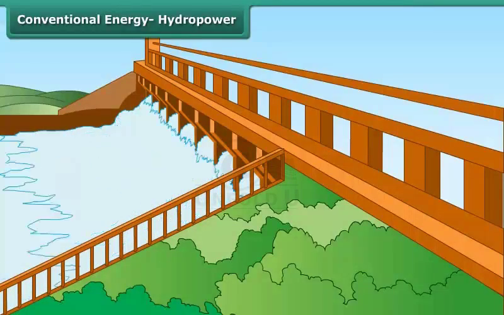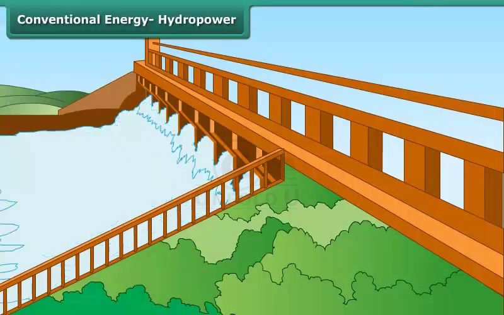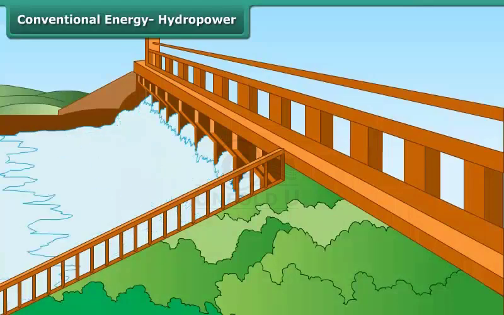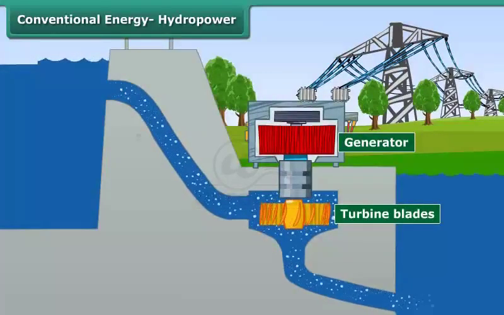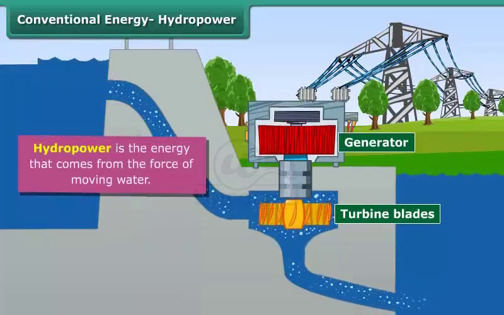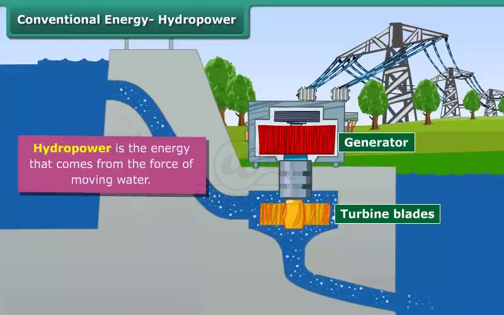Conventional energy. Hydropower. Children, do you know water is another very important energy resource? It helps in generating electricity. But how? Rainwater or river water stored in dams is made to fall from heights, moves the turbine blades. The moving blades then turn the generator to produce hydropower.